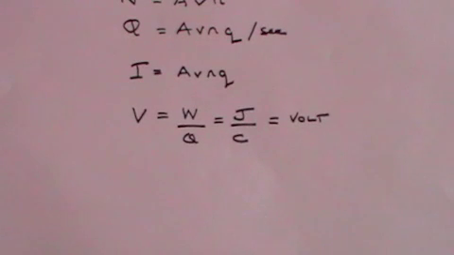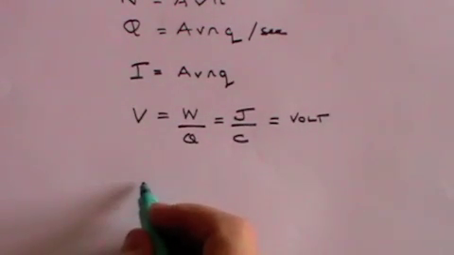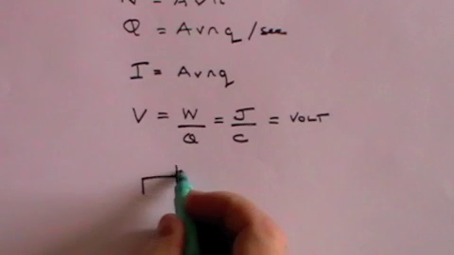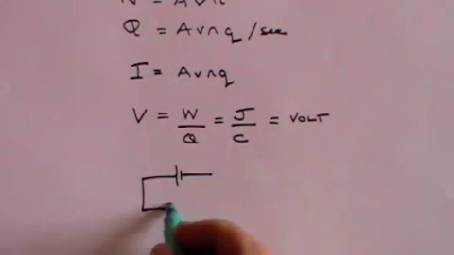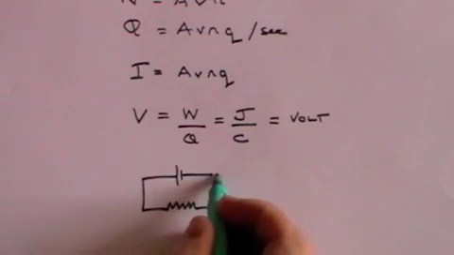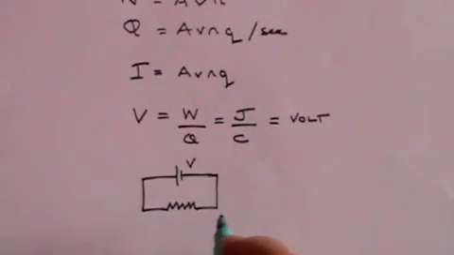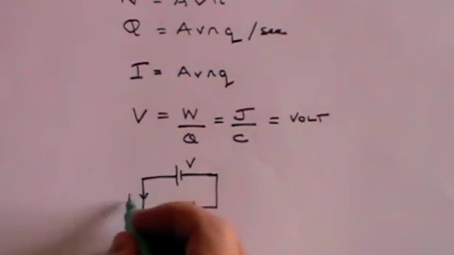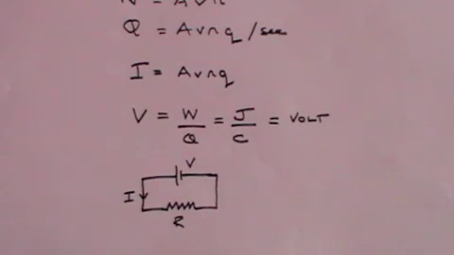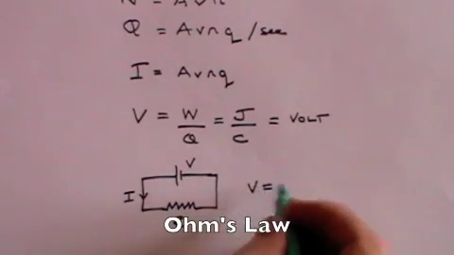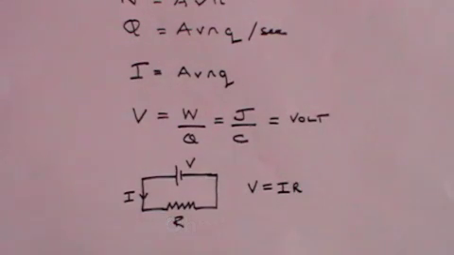Now we can relate the voltage and the current in a simple circuit in this way. Here we have a battery, here we have a resistance. The battery will have a voltage V, the resistance will have a resistance R, and there will be a current I flowing in the circuit. And Ohm's law tells us that V equals IR. The voltage is the product of the current times the resistance.